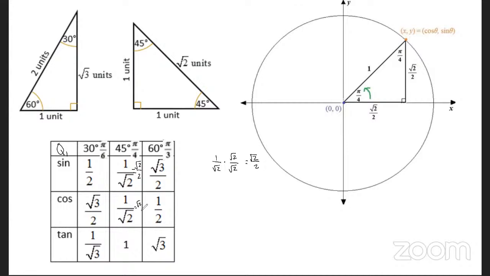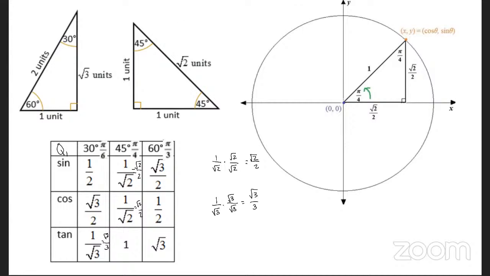This one would be radical 2 over 2 if it had been rationalized as well, depending on if you're looking at cosine or sine. Now, tangent here is one that you might also see rationalized. So let's find out what that is. We're going to multiply by 1 in the form of radical 3 over radical 3. And so our answer is going to be radical 3 over 3 once it's rationalized. So you might see those that way as well.